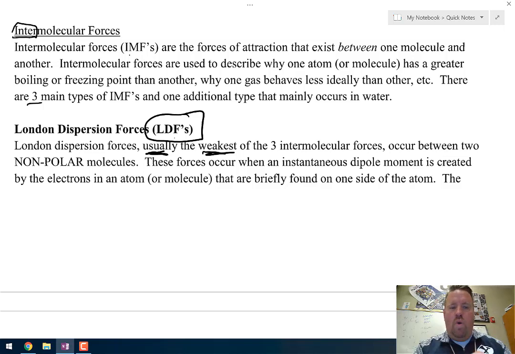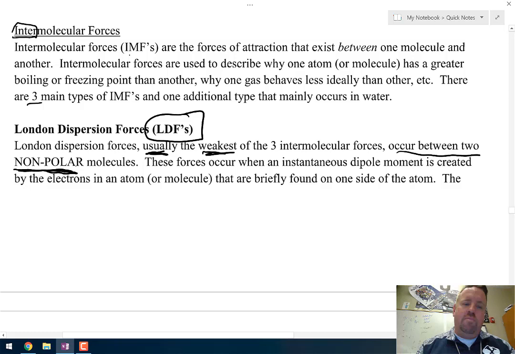Now, when do London dispersion forces occur? They occur between two non-polar molecules. That's why we've waited so far in this year before talking about intermolecular forces, because you really have to be able to distinguish between a polar molecule and a non-polar molecule. If a molecule is non-polar, then it only has London dispersion forces of attraction between them, which are very weak.